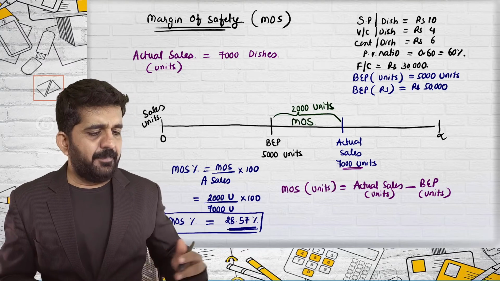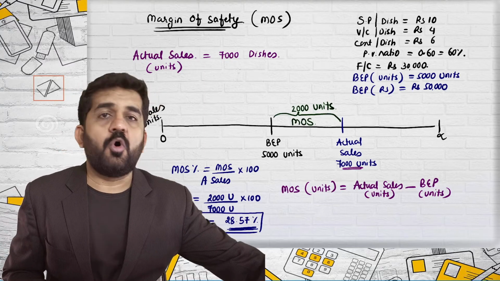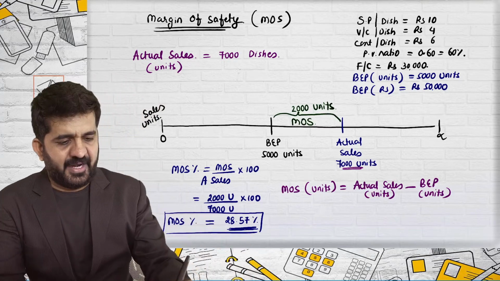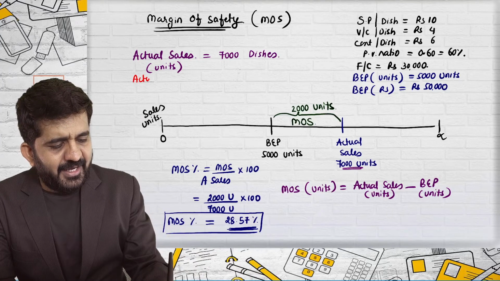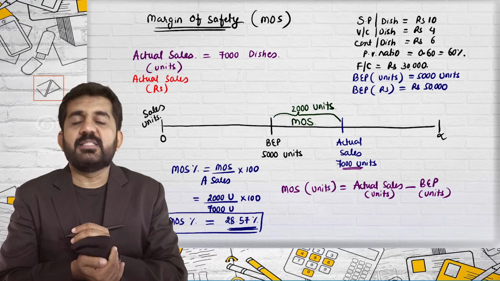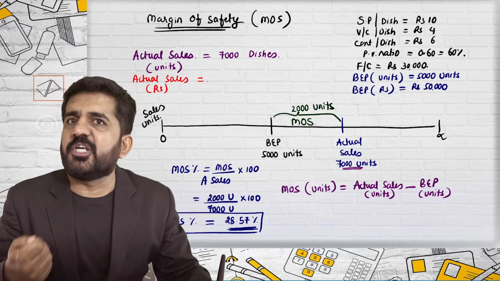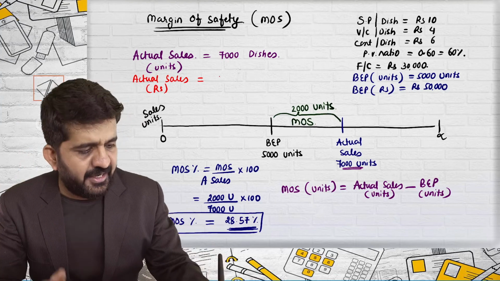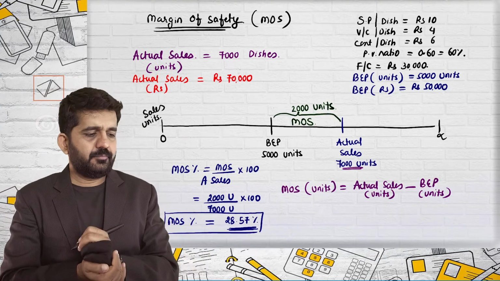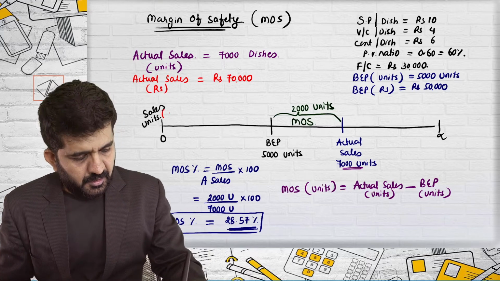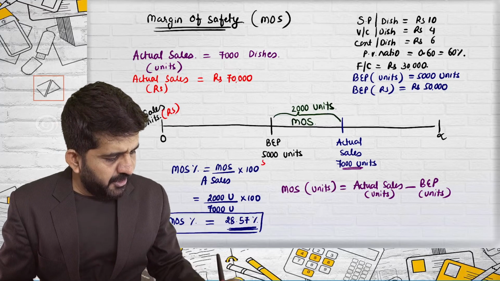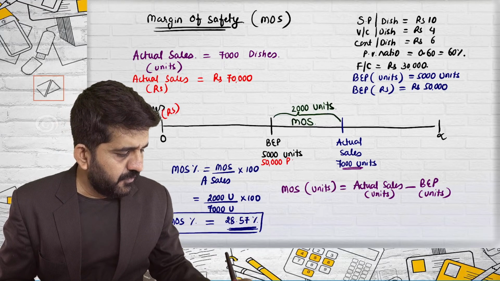I am doing margin of safety in rupees on the same page with a different color pen. My actual sales in rupees will be 7,000 into 10, because my one dish is selling at 10 rupees. It will be rupees 70,000. My number line is in rupees. What is my break even point in rupees? 50,000 rupees.